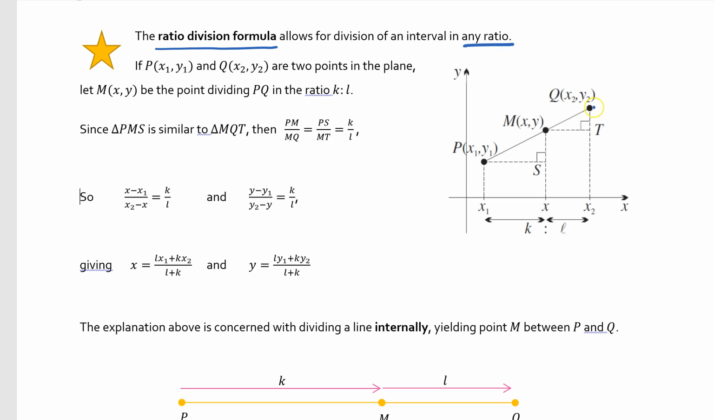So if we've got P and Q, these 2 points here, and M is going to be something which divides PQ in the ratio K to L. So this length, P to M, is K. This length, M to Q, is L. Now if we look at triangle PMS here, so this right angle triangle, and triangle MQT, these are similar triangles.